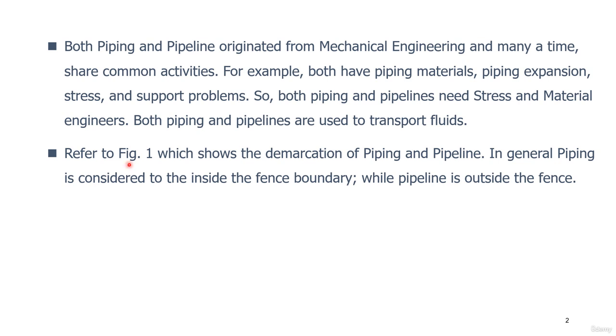Now refer to figure 1, which shows the demarcation of piping and pipeline. So in the next slide, I will show you an example where I have marked from where we consider the system as piping and from where we consider the system as pipeline. In general, piping is considered to be inside the fence boundary, while pipeline is considered to be outside the fence.